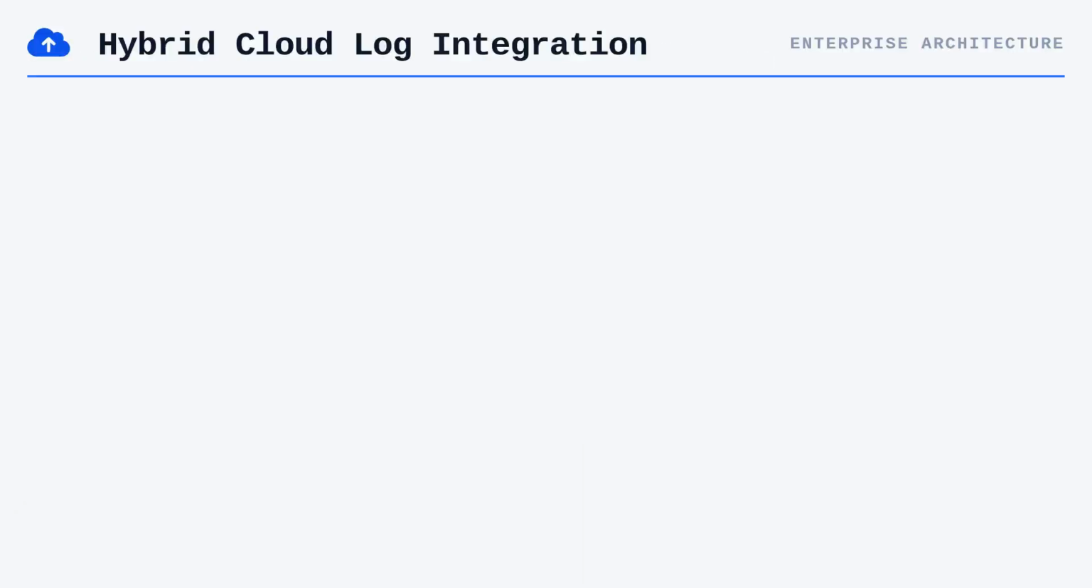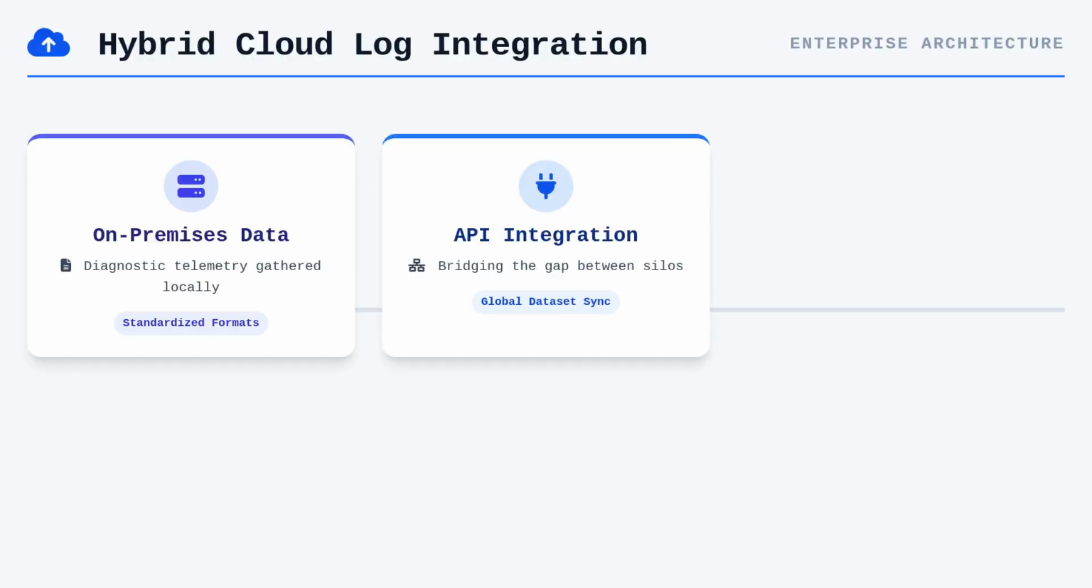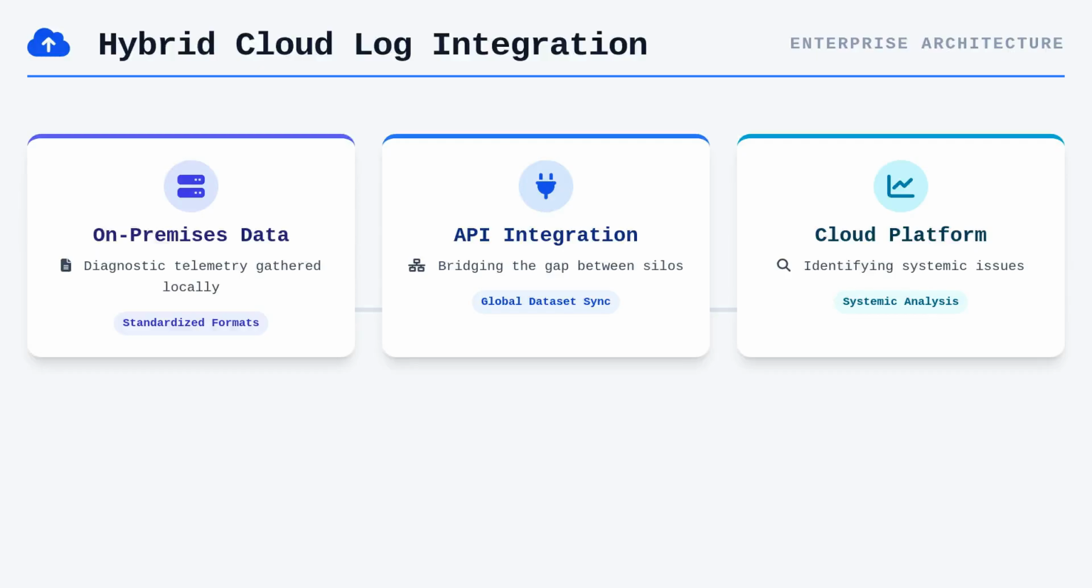Finally, we must consider how these logs integrate into the broader hybrid cloud ecosystem. The interoperability between on-premises diagnostic data and cloud-based management platforms depends entirely on the standardized format of the logs being exported. We use API utilization to bridge these gaps, ensuring that the telemetry gathered locally can be analyzed against global datasets to identify systemic issues. This level of integration is what separates a resilient enterprise architecture from a collection of siloed components.